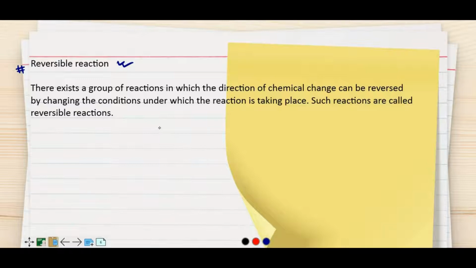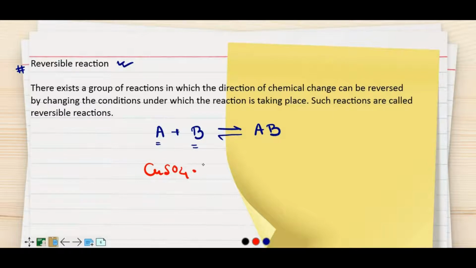So basically, if A and B recombine to form a substance AB, then AB can be decomposed and form A and B individually. Such reactions are known as reversible reactions. So reversible reactions have a very special type of criteria, as we have just told.